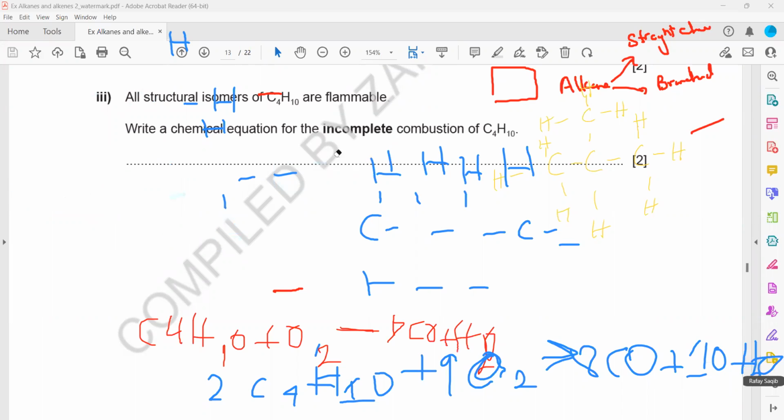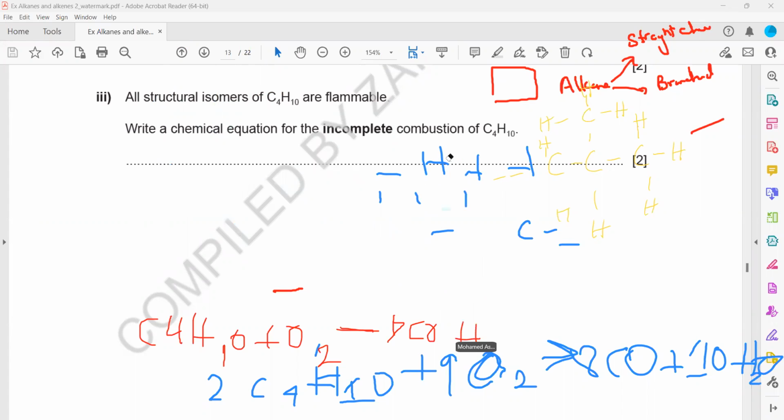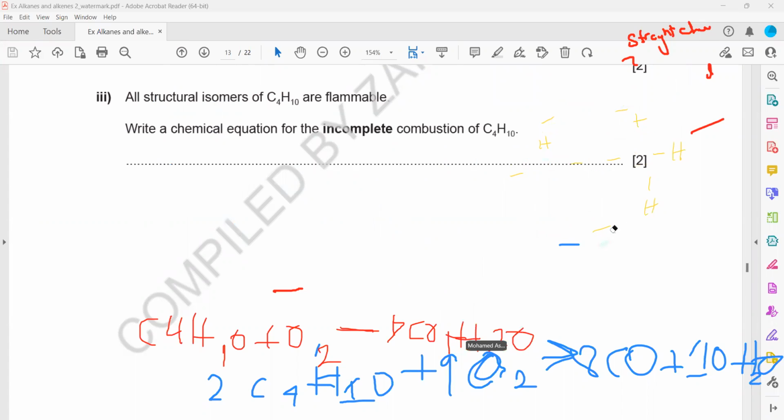For balancing a combustion equation, we start with carbon, followed by hydrogen, and at the last the other elements. So we have C4H10 reacting with oxygen, and as a result it produces carbon monoxide plus water. Now we start balancing with carbon. There are four, so we put 4, carbon is balanced. Then hydrogen 10, we put 5, hydrogen balanced. Now oxygen: 4 here and 5, that is 9.